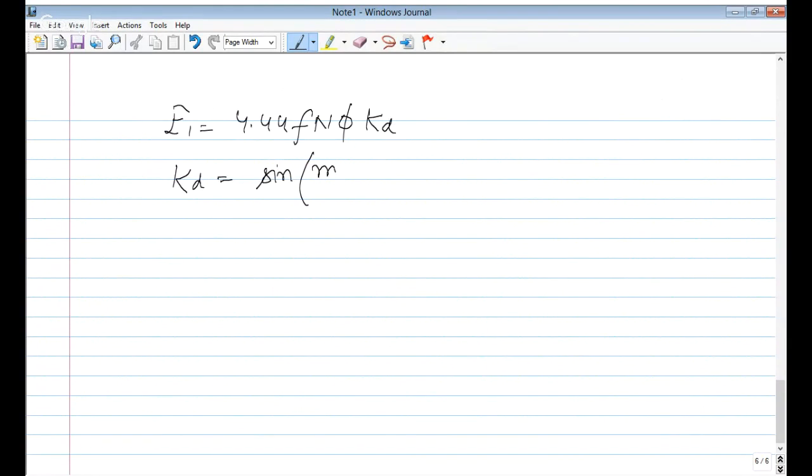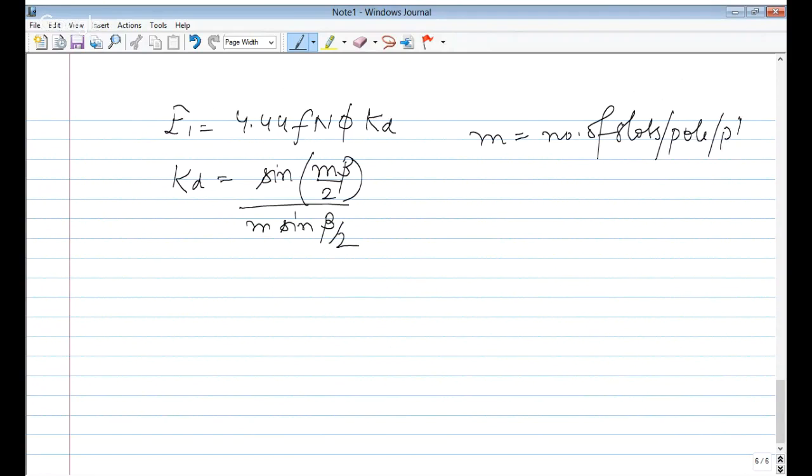Kd is sine m beta by 2 by m sine beta by 2. M is the number of slots per pole per phase. Beta is basically slot pitch. Okay. So now m beta is basically called as phase spread.